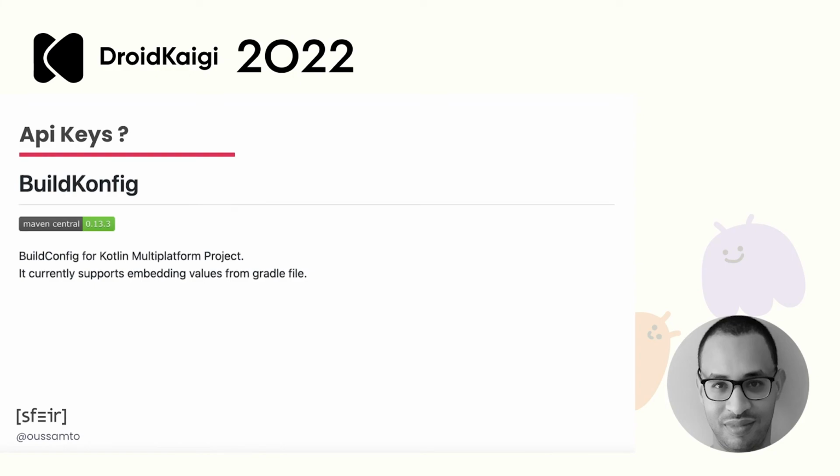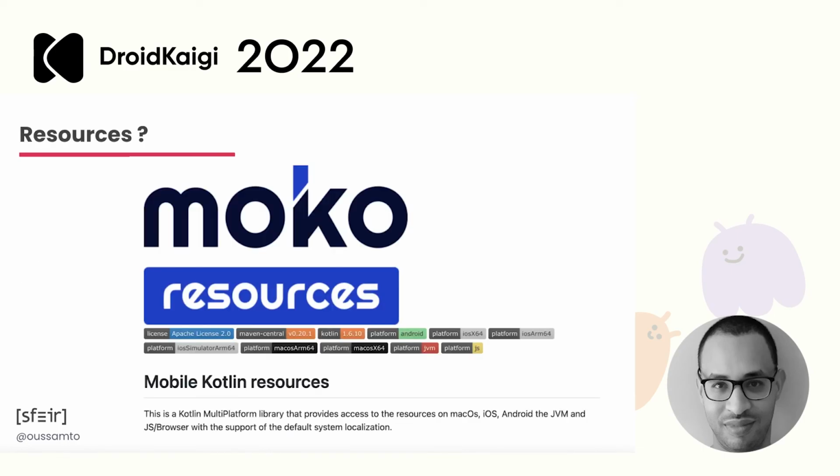Then one of the needs that comes with KMM is sharing API keys. The Kotlin BuildConfig library enables us to securely pass our API key to Android and iOS. Another common challenge is sharing resources across platforms. Moko Resources is a library that enables us to share strings and images from the shared module.